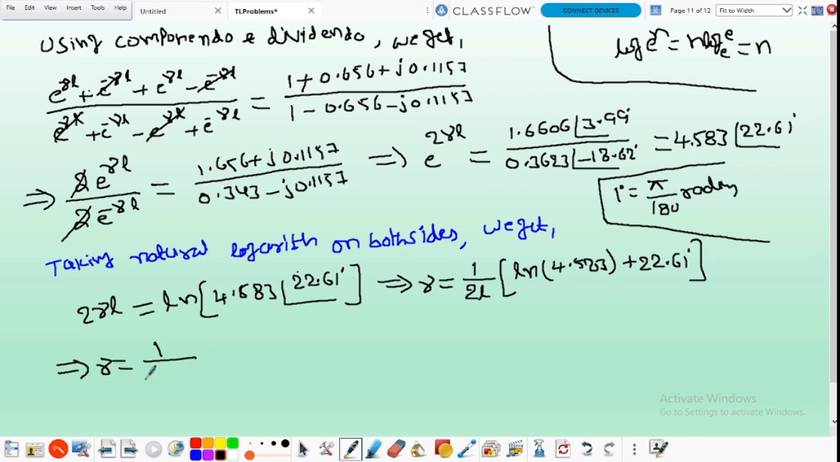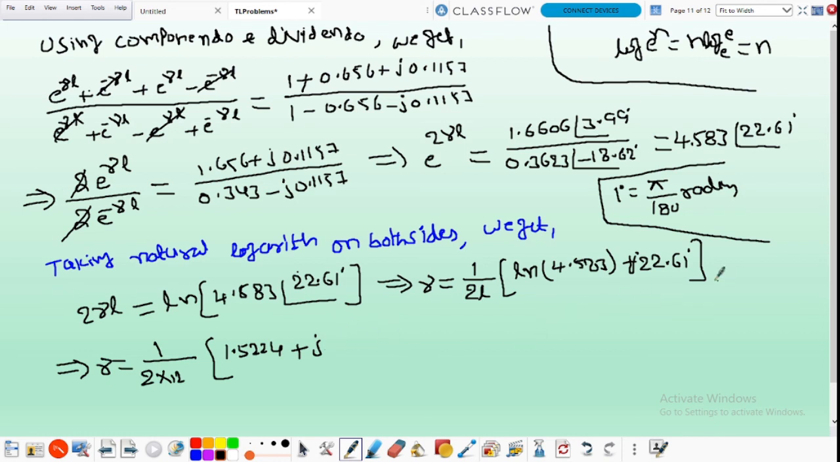Given the length of the transmission line, it is a 12 kilometers long line, L is equal to 12. The natural logarithm of 4.583 using a calculator simplifies to 1.5224, plus j for the imaginary part, and the real part of that term is 0.